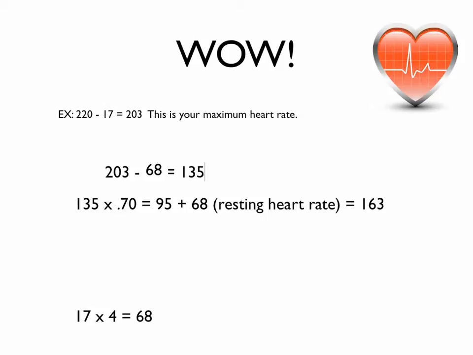And the scientists say that your heart working at 70%, this is the magical number they came up with, is the high training zone. So this is the high target area that you want your heart to be working at. So we're going to multiply 135 by 0.7 and we get 95. Now we have to add back our resting heart rate and the number we get is 163. So if all these numbers were for you, 163 would be the high end of your training zone.